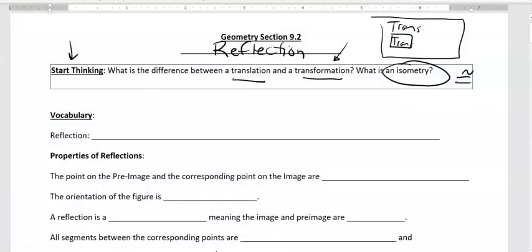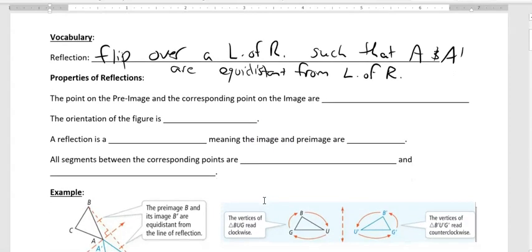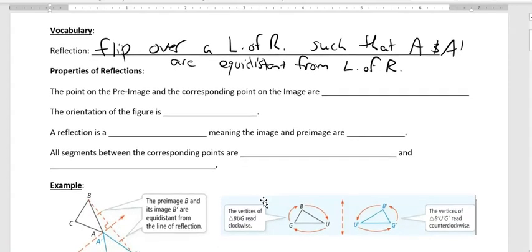So a reflection is going to be a flip over a line of reflection such that A and A prime, or any point and its prime, are equidistant from the line of reflection. And you can see some examples here of reflections.